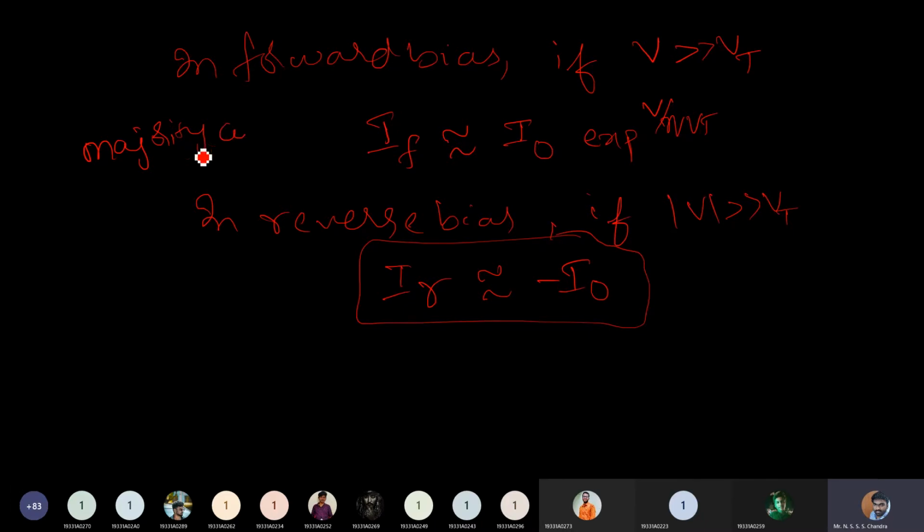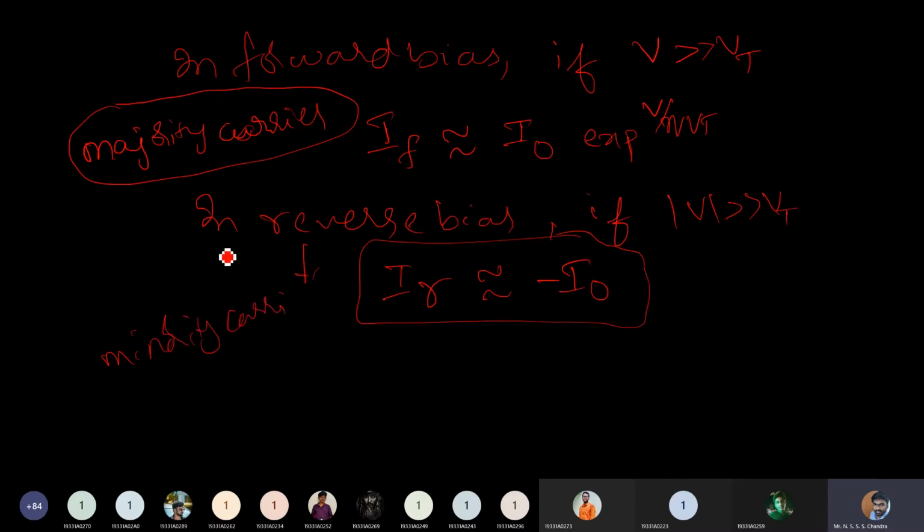Due to majority carriers. So in forward bias, most of the current is due to majority carriers. In reverse bias, current is mostly due to minority carriers. So majority carriers are holes in p side, electrons in n side, whereas minority carriers are electrons in p side and holes in n side. Okay, so with this kind of background, we shall now see the VA characteristics, or the volt ampere characteristics, of a PN junction diode.